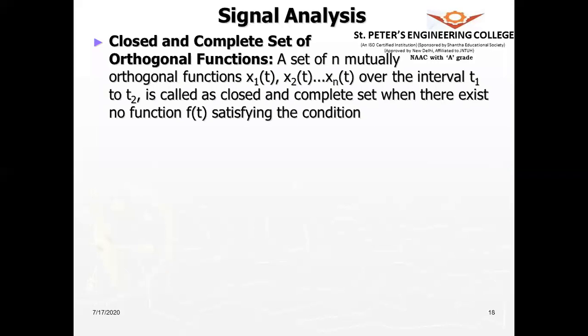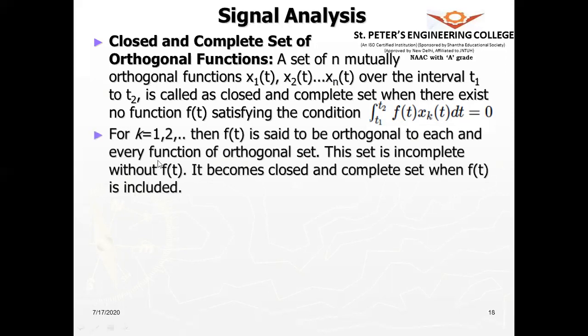Closed and complete set of orthogonal functions. Now, if you consider a set of n mutually orthogonal functions x1 of t, x2 of t, etc. up to xn of t, over the interval t1 to t2, it is called a closed and complete set when there exists no function f of t that satisfies the condition integral t1 to t2 f of t xk of t dt is equal to 0. So we compute the orthogonal set.